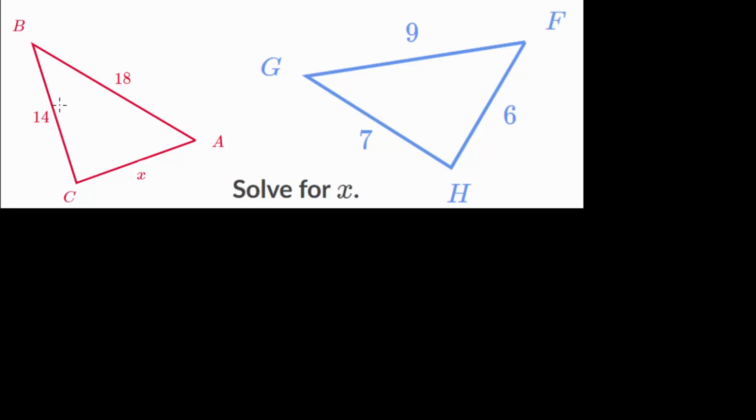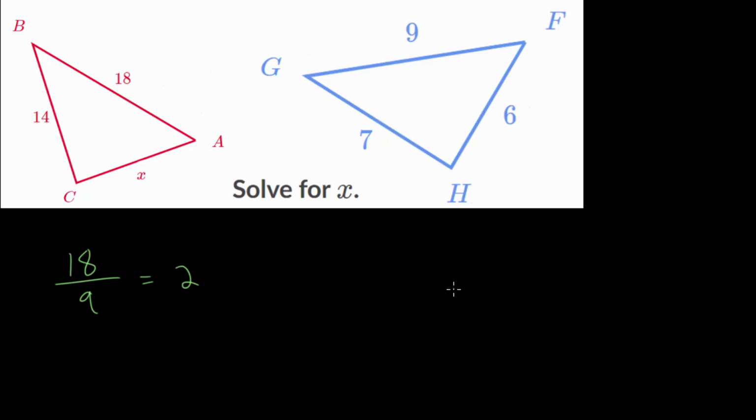Now, if the two triangles are similar and their side lengths are proportional, that means if we look at the longest side on triangle ABC, which looks to be side length 18, this would correspond to the longest side in triangle GFH, which would be GF. And if we look at their ratio, 18 over 9, we can see this is equal to 2.